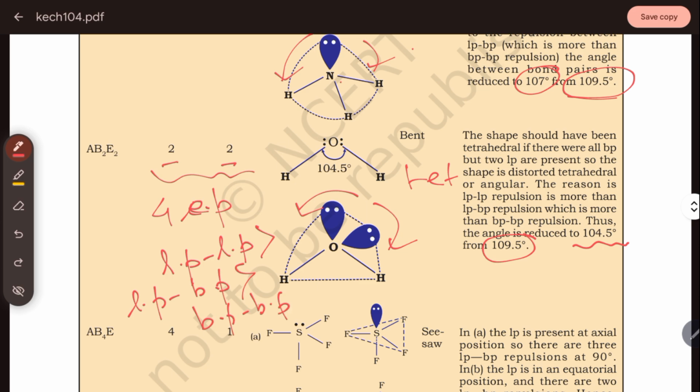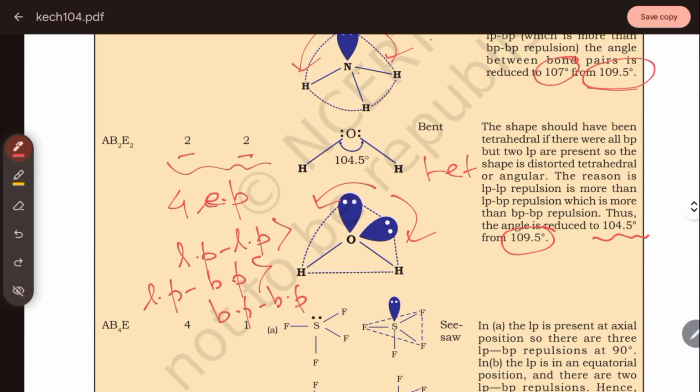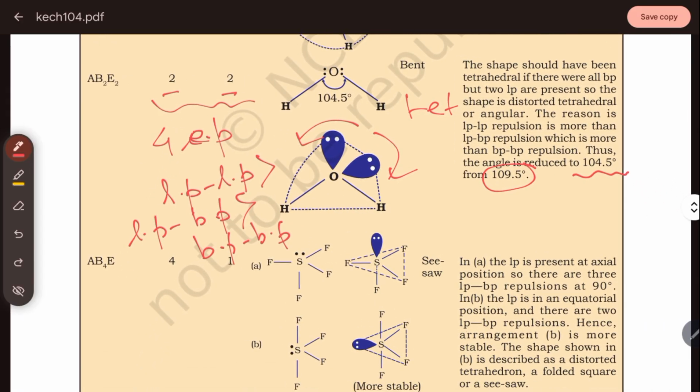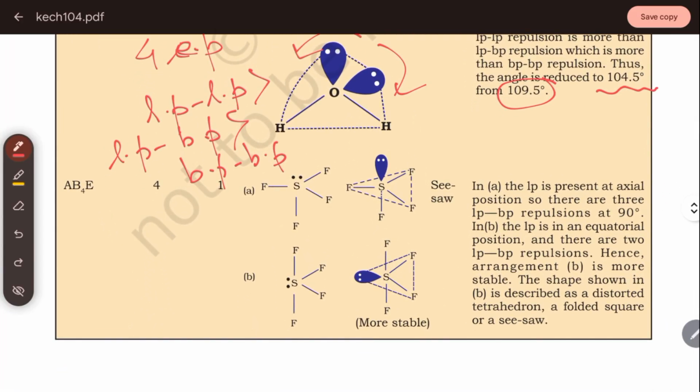So in NH3 the bond angle was 107 degrees because there was only one lone pair and only lone pair bond pair repulsion, but in case of H2O there are 2 lone pairs and there is lone pair-lone pair repulsion. Now over here we can see it is what? SF4. So SF4, which is possible?